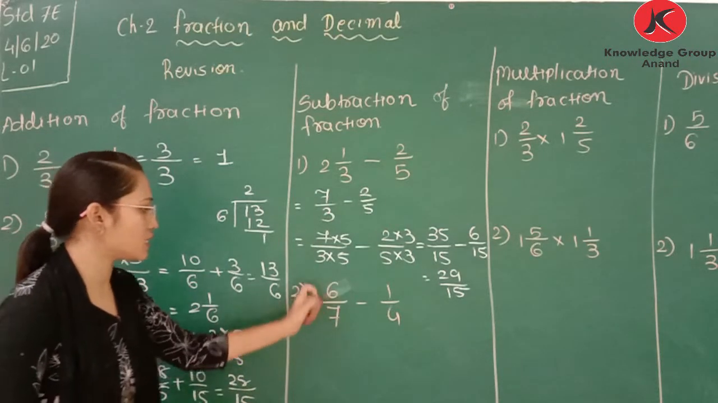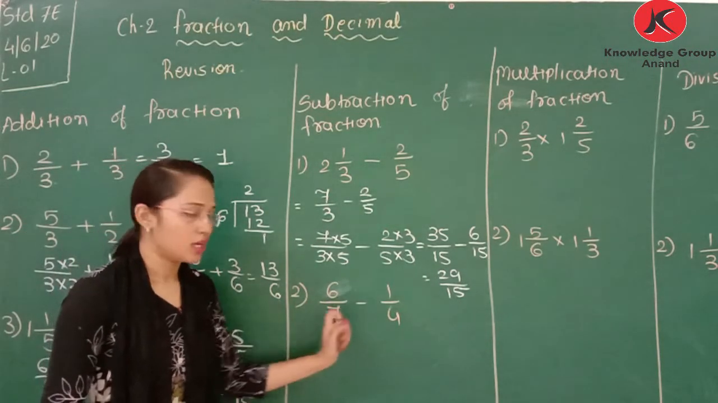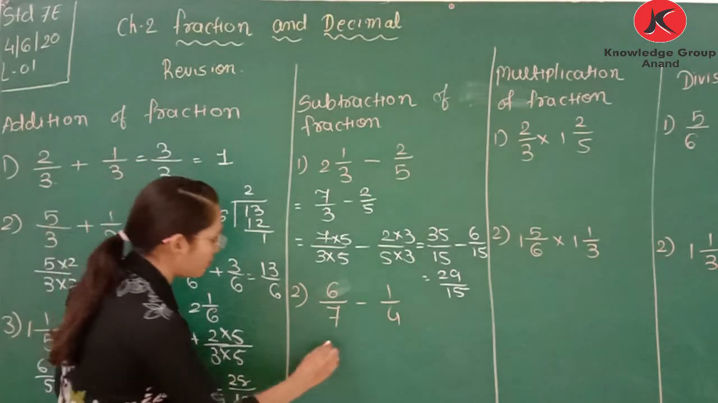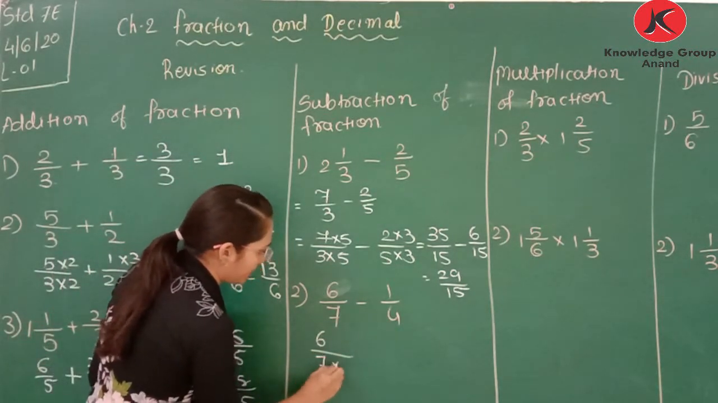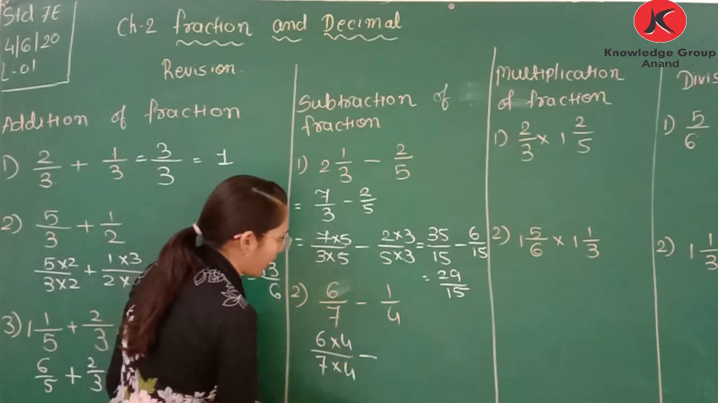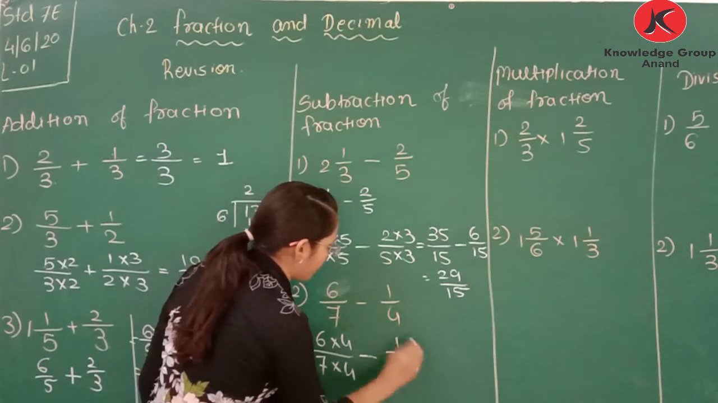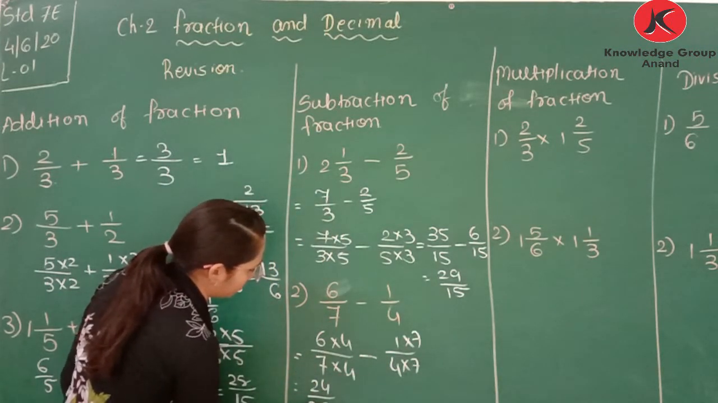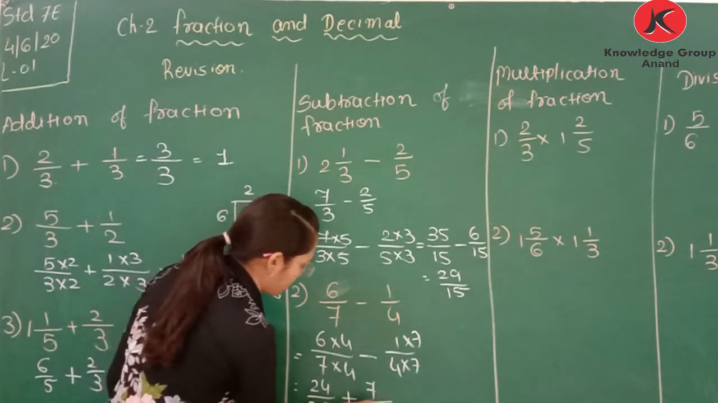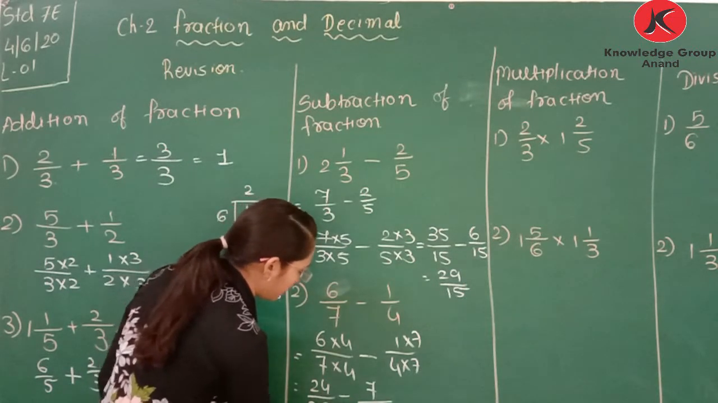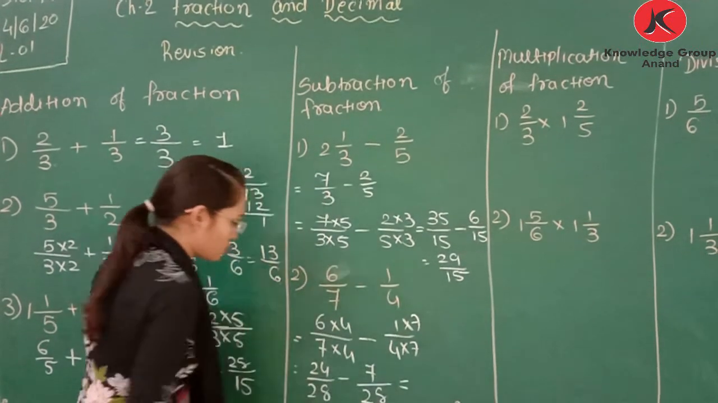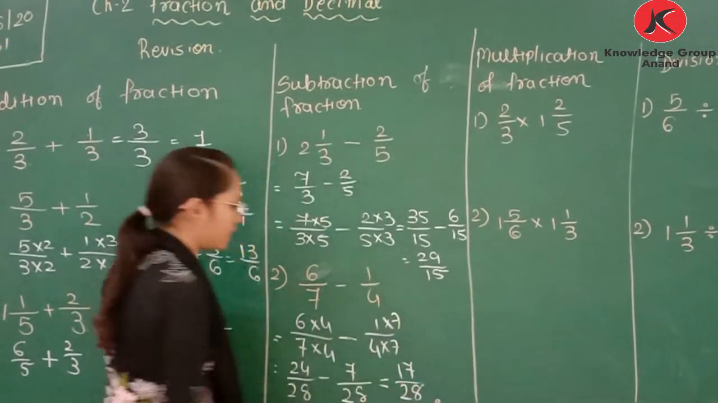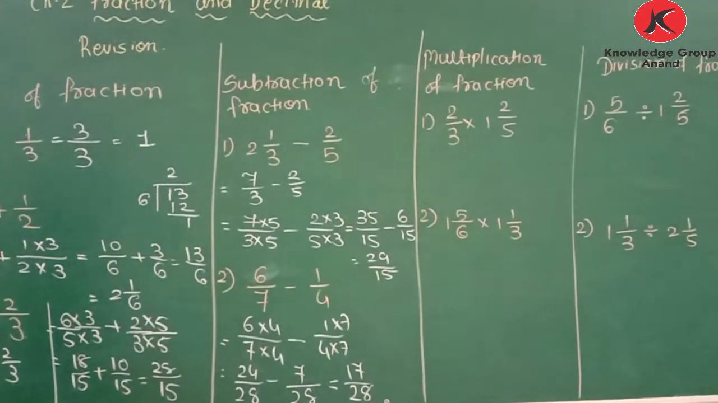One more example, 6/7 minus 1/4. Here denominator is 7, here denominator is 4. Take the LCM. 6/7 multiply with 4 and 1/4 multiply with 7. Then subtract, you will get 17/28. This will be your answer.